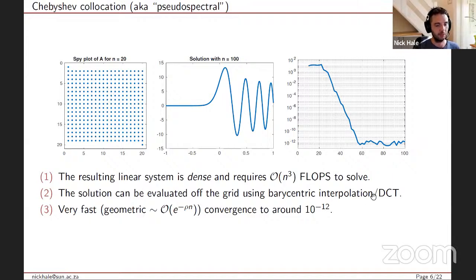So we have a dense system of equations to solve, and that's going to take us O of n cubed floating point operations. So it's going to be more expensive to solve our linear system. So that's a price we've paid. What do we gain for doing that?